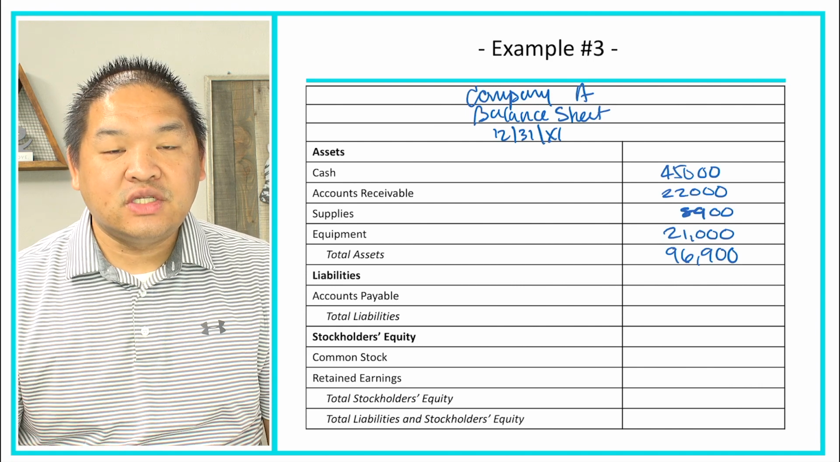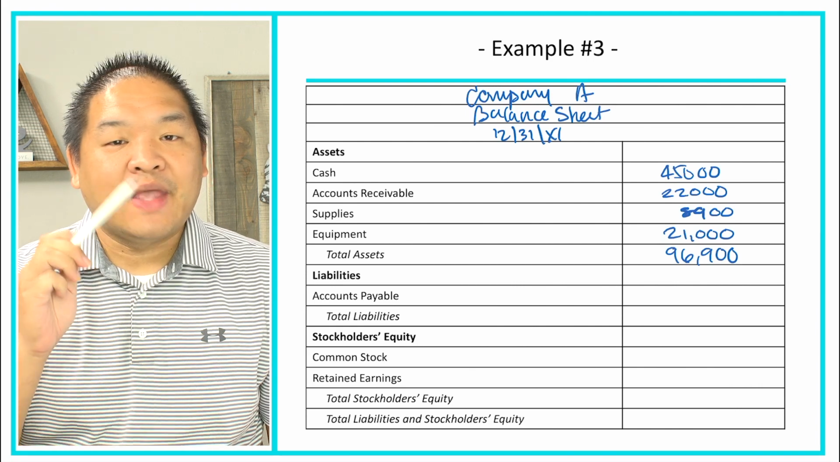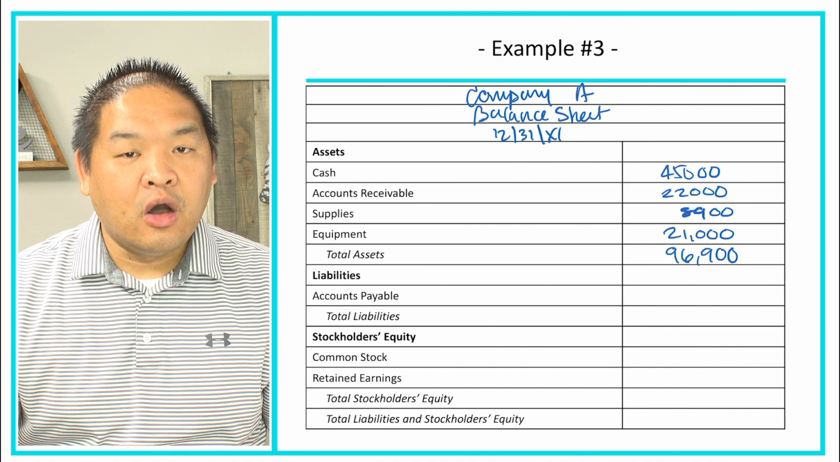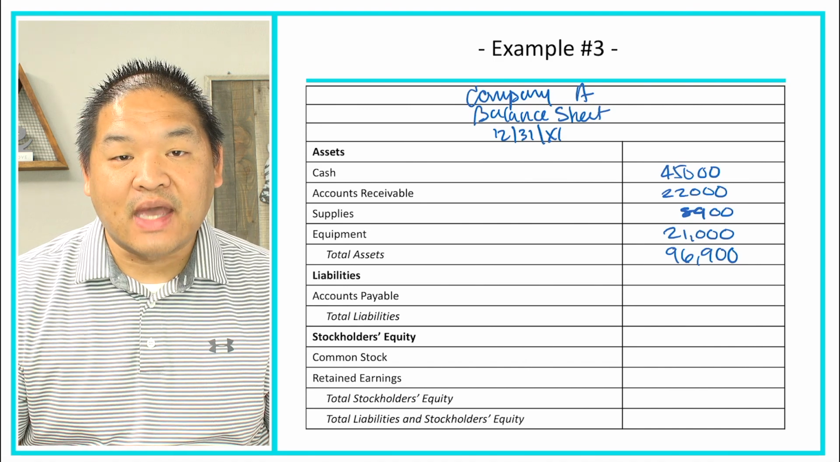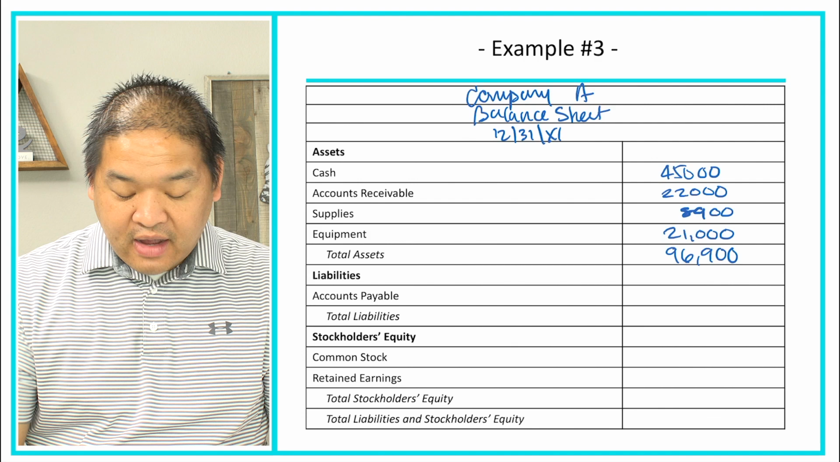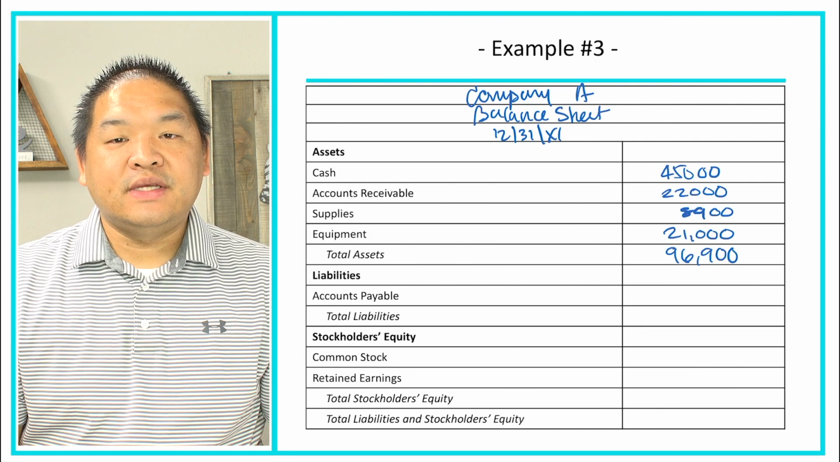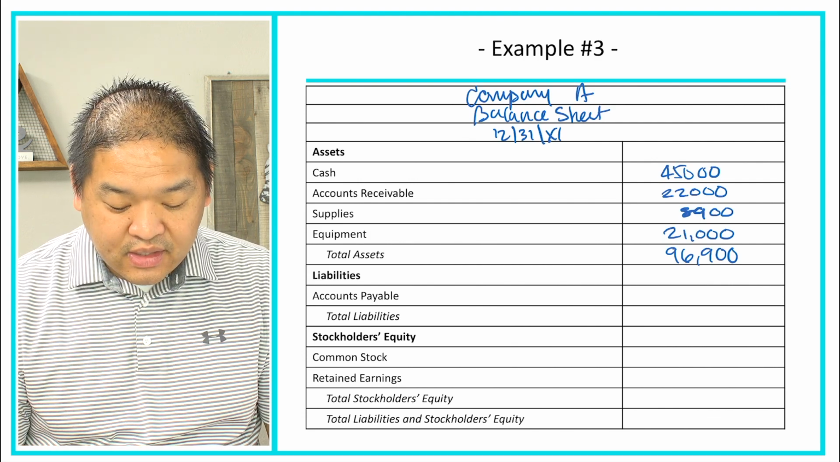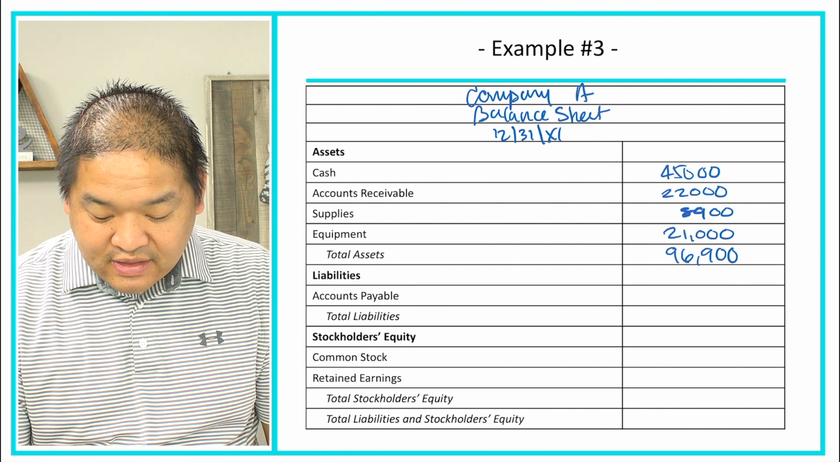Why? Because the balance sheet is all about the basic accounting equation. Assets equals liabilities plus owner's capital or stockholder's equity in this case. So let's go ahead and go down further. All right, do we have any liabilities? Yes, we do. We've got one liability here. That's accounts payable. That's $58,400.